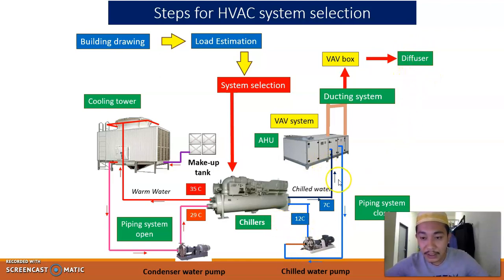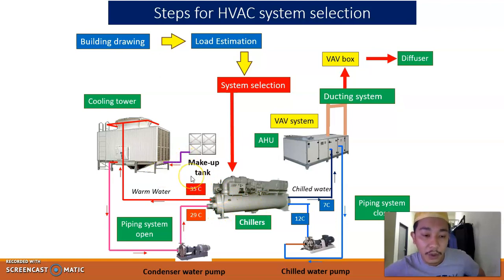This is the closed piping system here. The chill water goes to the cooling coil, and then goes out to the chill water pump here, and then back to the chiller. In the cooling tower system, we call it an open piping system. The warm water from the condenser of the chiller goes to the cooling tower where we reject the heat, and then goes back to the condenser water pump, and then comes back to the chiller.